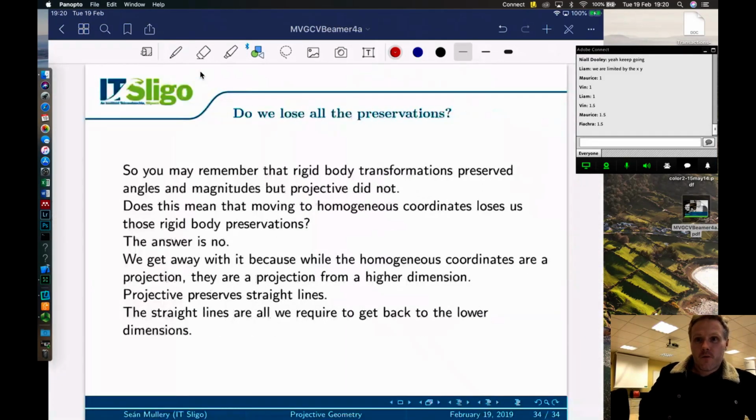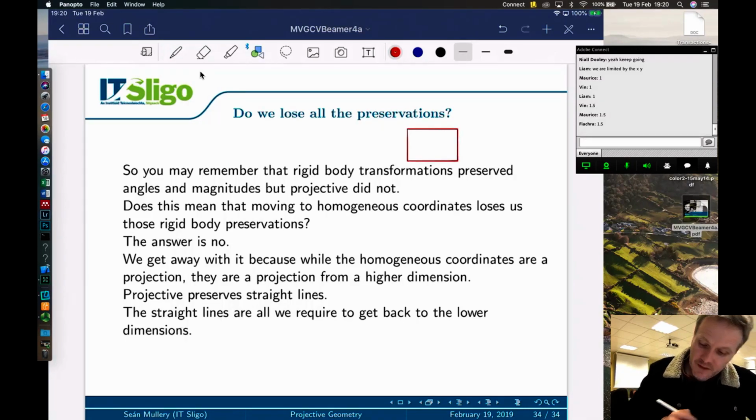So one of the worries when you see this sort of thing is, let's say for example that I draw on my plane a nice square or rectangle or something like that, and I want to do maybe some rotations on it. If I use homogeneous coordinates, am I going to screw that up? Am I going to now have only straight lines being preserved and not everything else? And the answer to that is no.